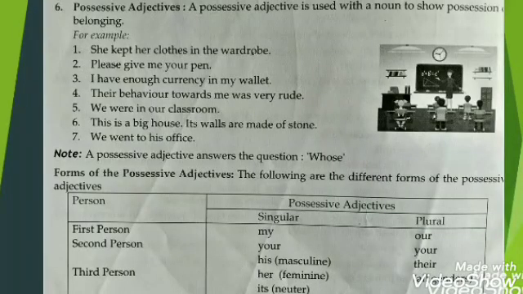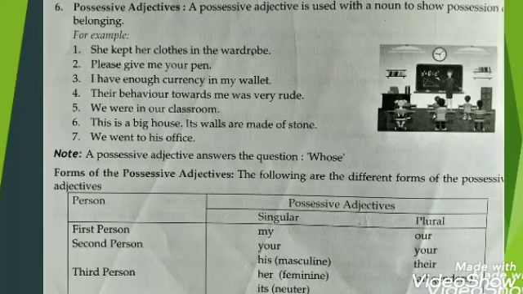Now we have possessive adjectives. A possessive adjective is used with a noun to show possession or belonging. You have 7 examples in the book. We are just going to see 2 of them. Second one, please give me your pen. Now here a person is demanding a pen and he or she is specifying that your pen, only I want your pen. So here the word your is your possessive adjective.